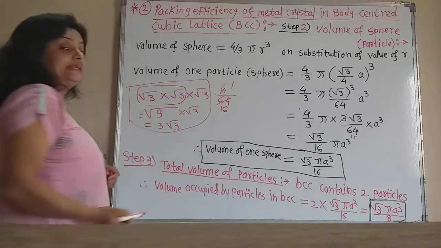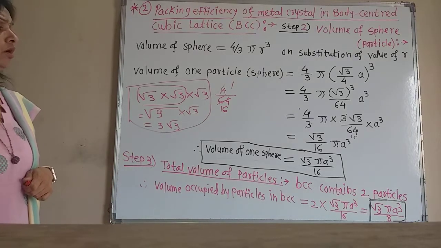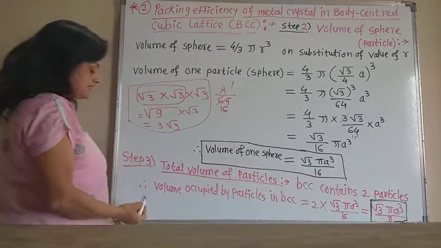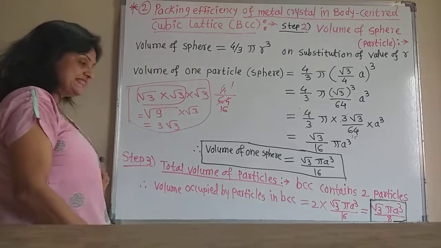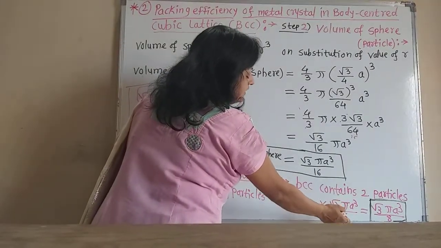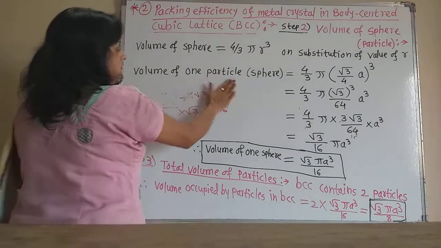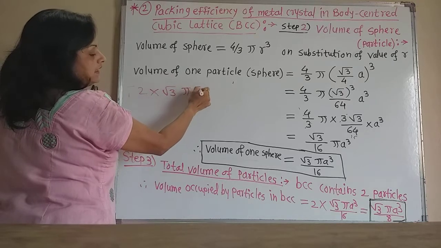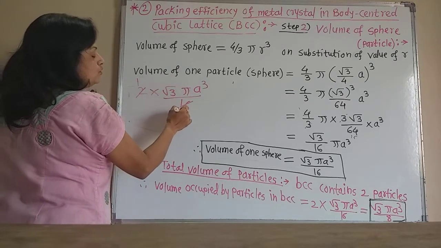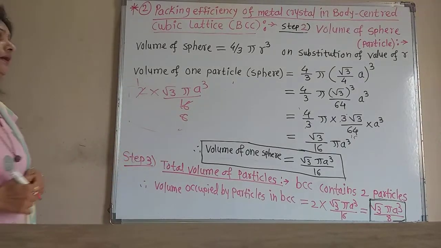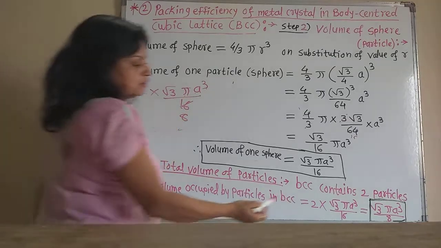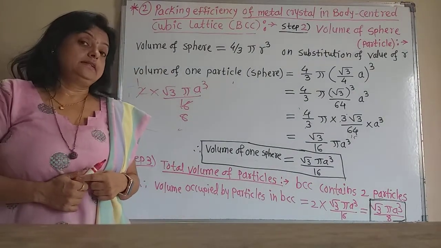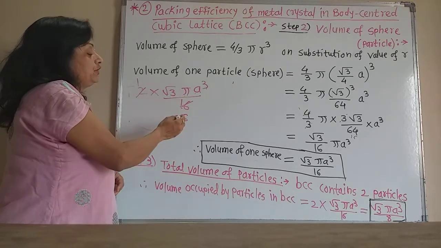So the total volume of the two particles is calculated by multiplying 2 by the volume of one sphere. So the BCC contains two particles, therefore the volume occupied by the two particles in BCC is equal to 2 into root 3 pi a cube divided by 16. And what will that be? Now 2 1s are 2, 2 8s are 16, and therefore root 3 pi a cube divided by 8. Now this root 3 pi a cube divided by 8 is the volume occupied by the particles in the BCC. There are two particles and their volume is root 3 pi a cube divided by 8.